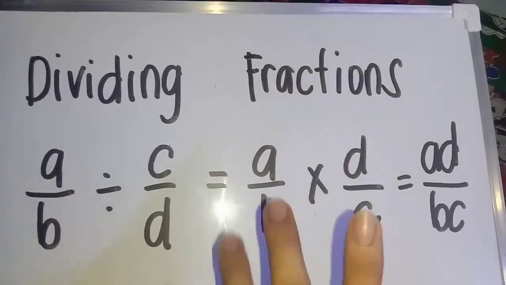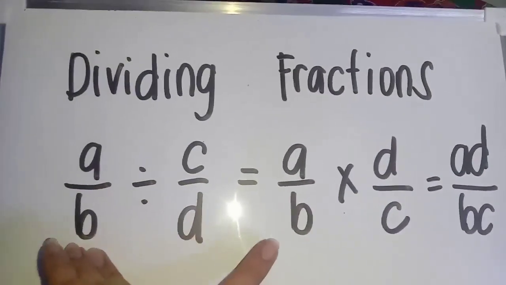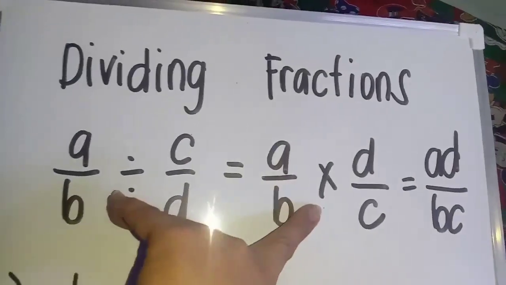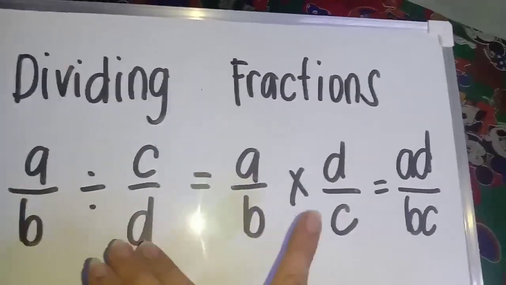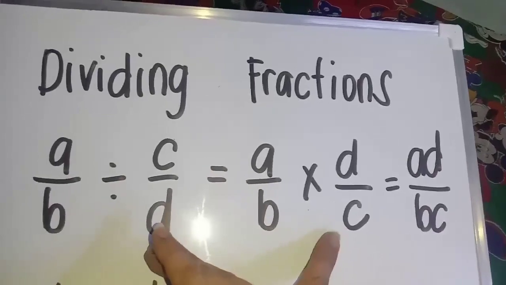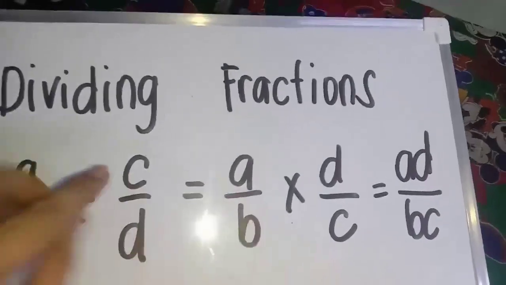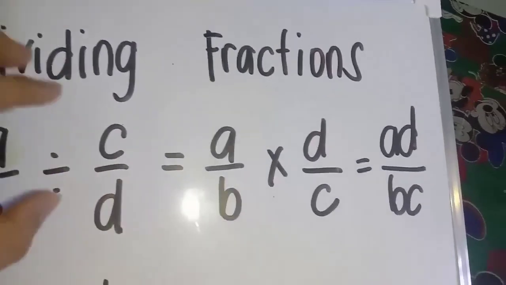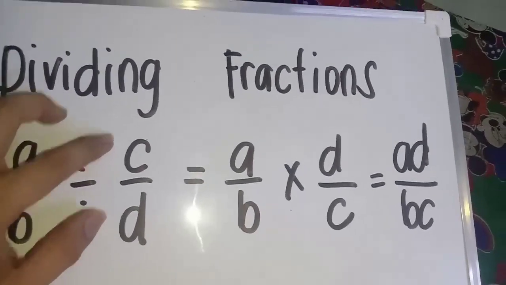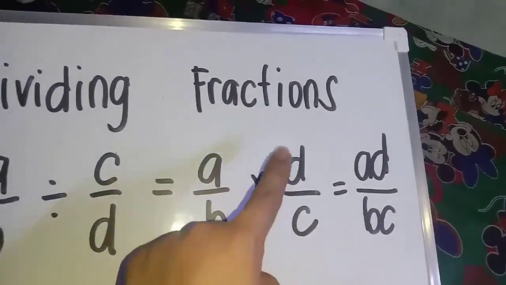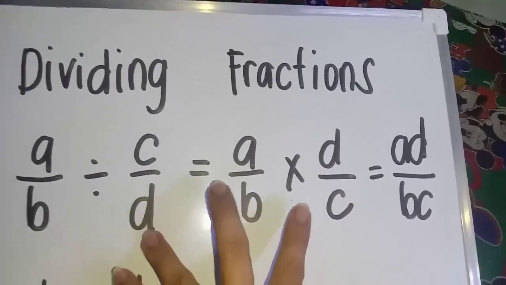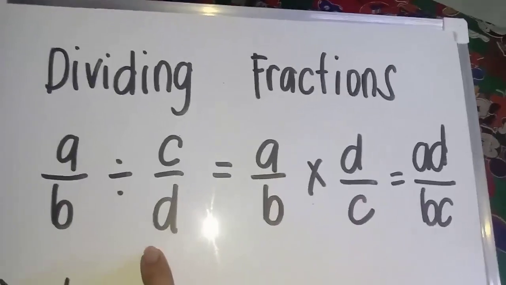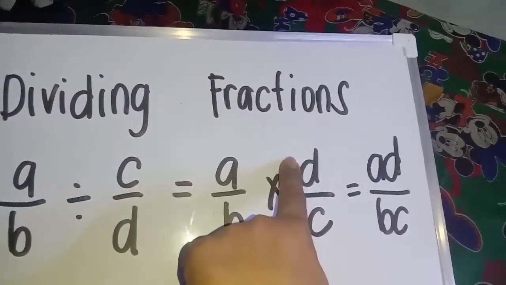Okay, what we will do here is to retain the first fraction, change our operation to multiplication, and find the reciprocal of your second fraction. Okay, that is the opposite of our fraction. If our fraction is C over D, therefore its reciprocal is D over C. So what happened here is the numerator becomes the denominator and the denominator becomes the numerator.